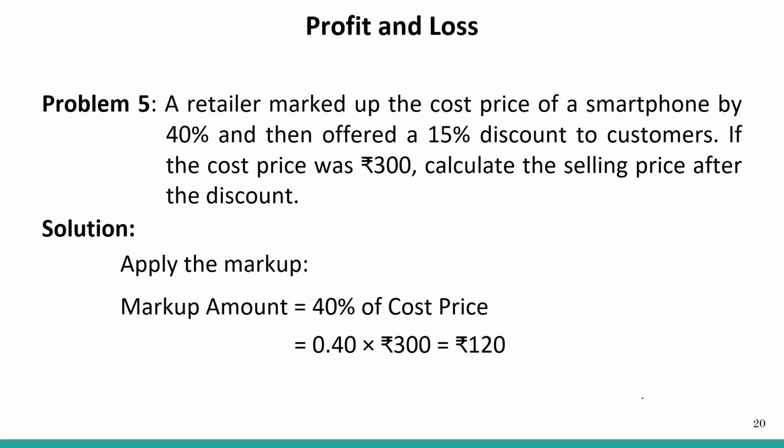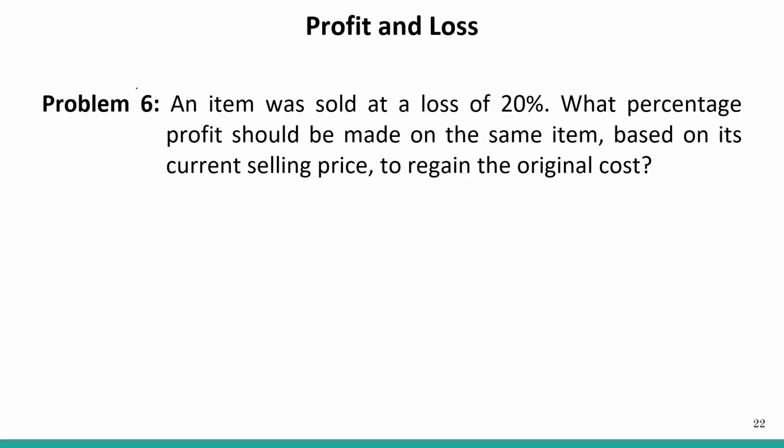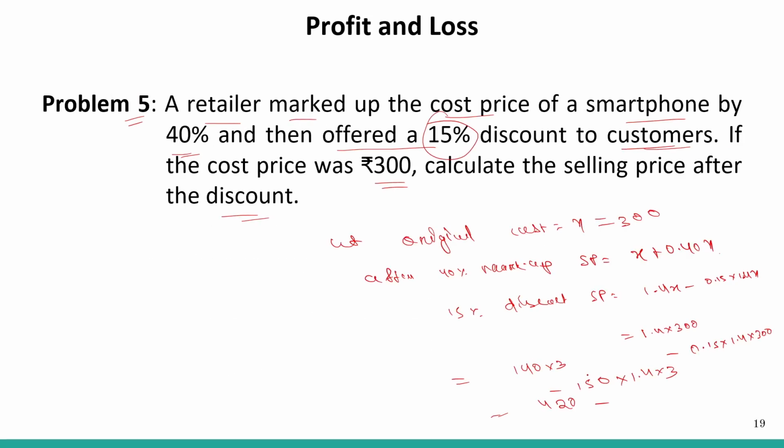So this will be 357. Okay. So let's see. There will be a plus right here because this is a what? A 15% discount, right? So it will be minus. Okay, so correct.